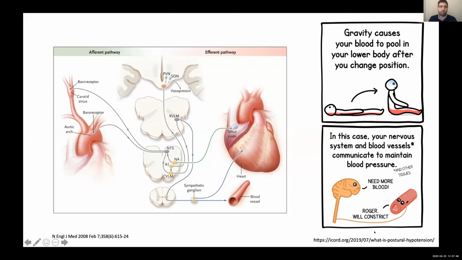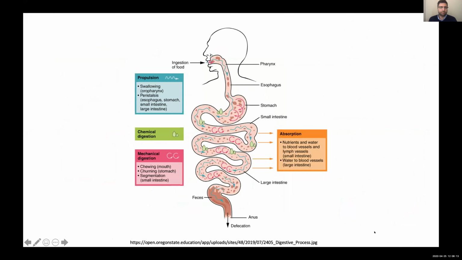So there is a reflex here that sends signal to the nerve, to the blood vessels, and the blood vessels will constrict, and the heart rate and cardiac output will also increase. And in this way, the blood pressure won't drop and you won't feel lightheaded and even pass out. So this is totally automatic. You don't think about it. This is something that can be affected in amyloidosis.